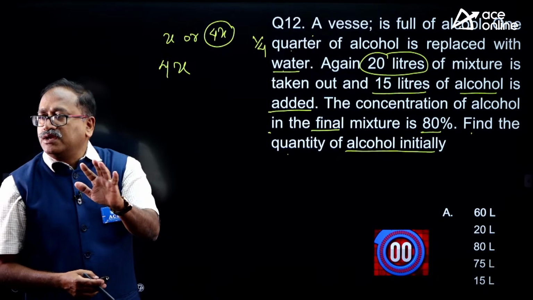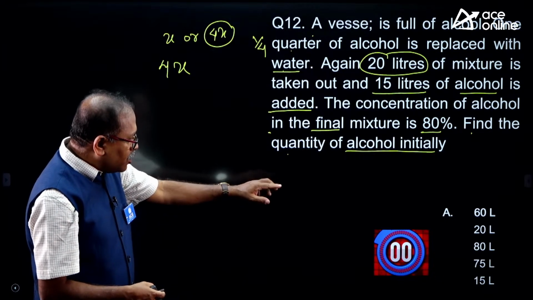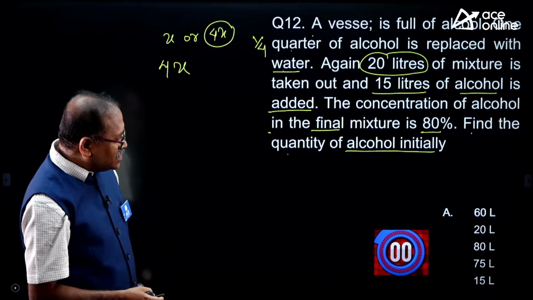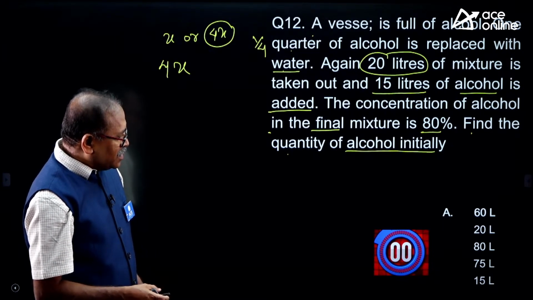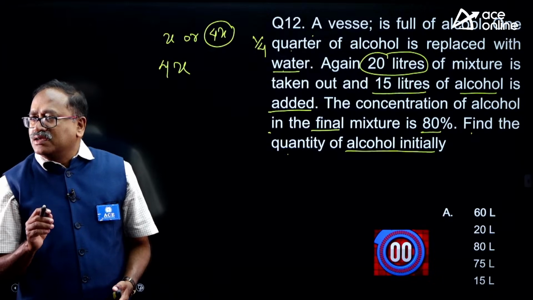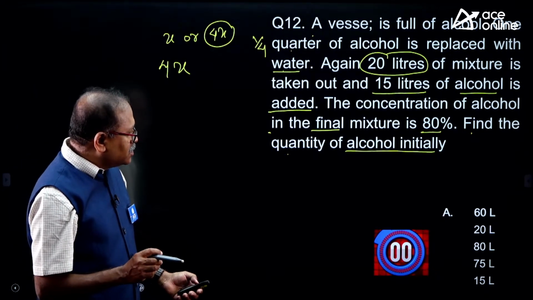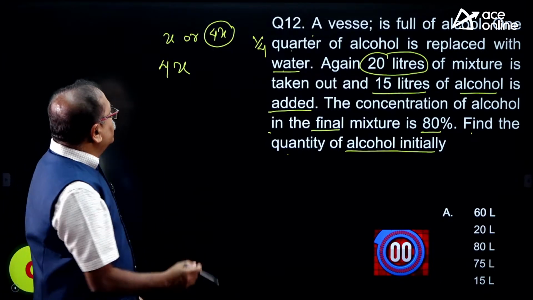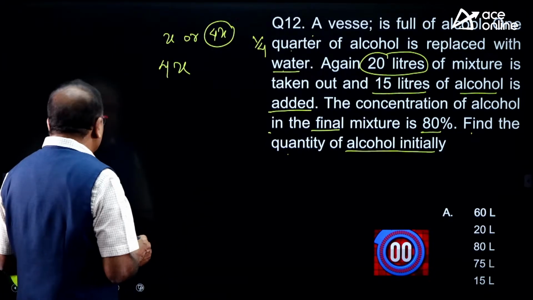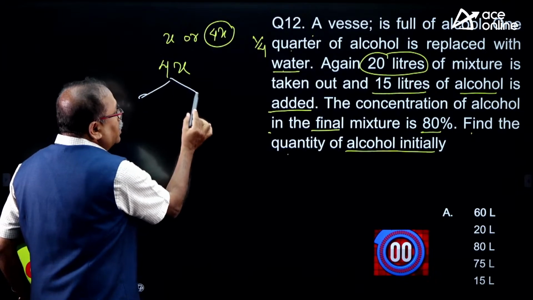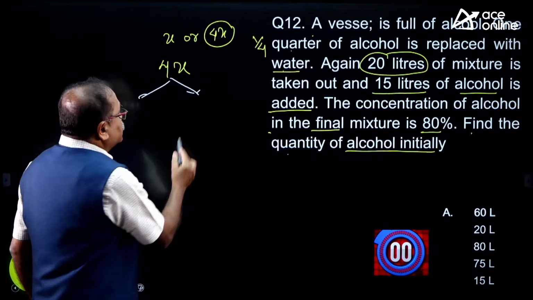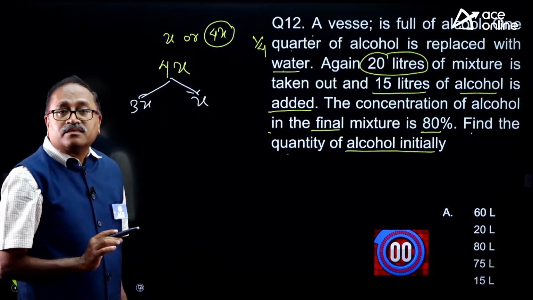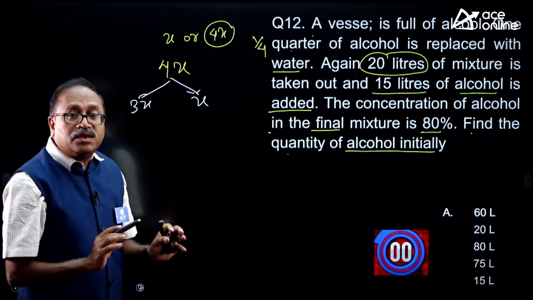Anyone answered it? 40 liters? Let me check that. Why is no option there with 40 liters? 80 liters, the option C you are talking about, that's right. Well done. So I'll prefer to take this as 4X. So what happens? 1/4 is taken out, so 1/4 of 4X will be X. I am left with 3X. That 3X of alcohol is left.